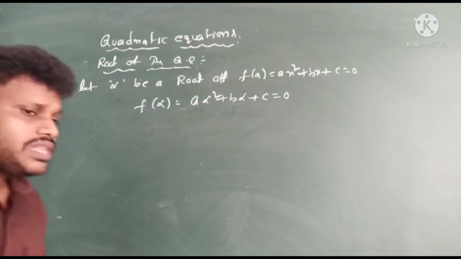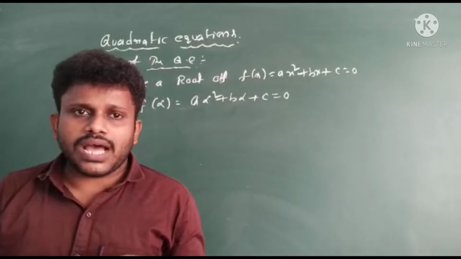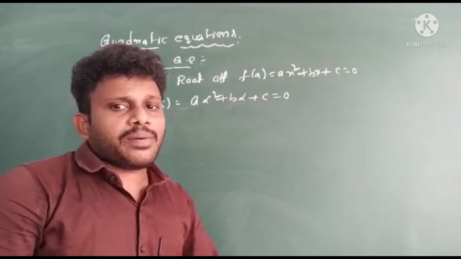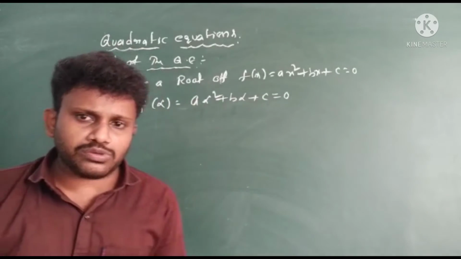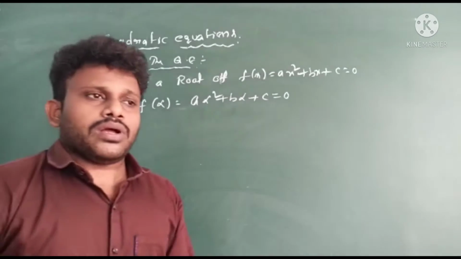Next, a quadratic equation has at most 2 zeros. The highest degree of the quadratic equation is 2, right? So we can say that the number of solutions or number of roots of the quadratic equation is 2 only.